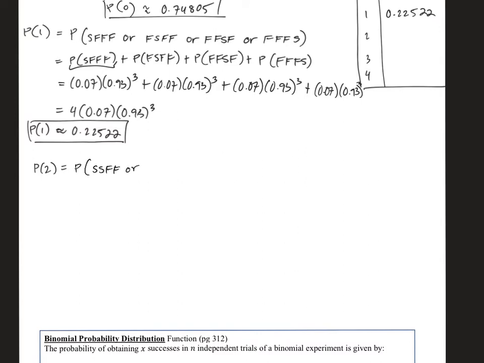or SFSF or SFFS or SSFF or FSFS or the FFSS. Okay, so this probability is actually gone over in the book if you want to check that out. I'm going to go ahead and skip to P of 3 since they don't actually do that in the textbook. But we won't have enough space to do P of 4, so if you want to try P of 4 by yourself and check the answer with the textbook, you can go ahead and do that.